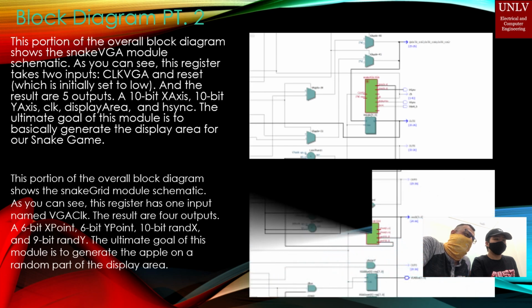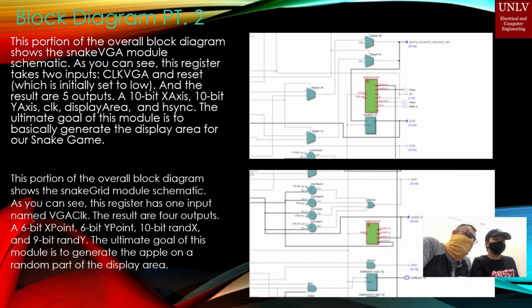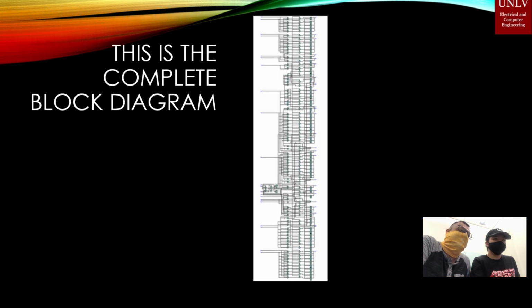This portion of the overall block diagram shows the Snake Grid module schematic. As you can see, this register has one input named VGA clock. The result is 4 outputs: a 6-bit X point, a 6-bit Y point, a 10-bit random X, and a 9-bit random Y. The ultimate goal of this module is to generate the apple on random parts of the display area. And at last, this is the overall block diagram shown all in one picture.